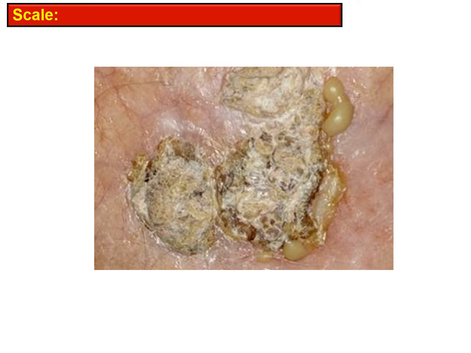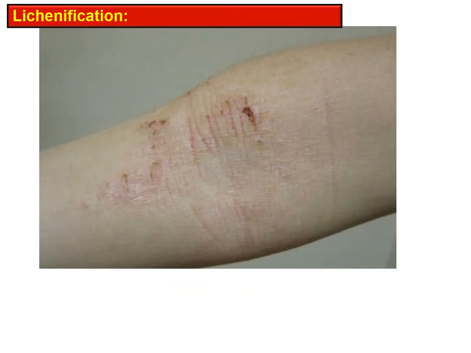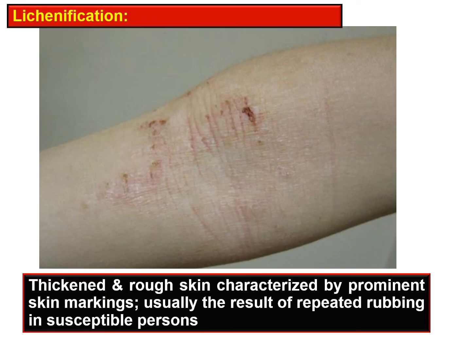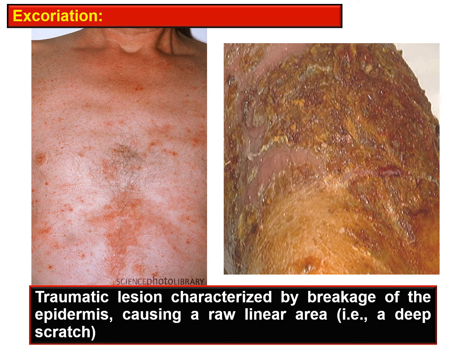Then scale. Scale is dry, horny, plate-like excrescences, usually the result of imperfect cornification or keratinization. Lichenification is the term used to describe thickened and rough skin that is characterized by prominent skin markings. Usually it is the result of repeated rubbing in susceptible persons. Excoriations are traumatic lesions characterized by breakage of the epidermis causing a raw linear area, that is, a deep scratch.